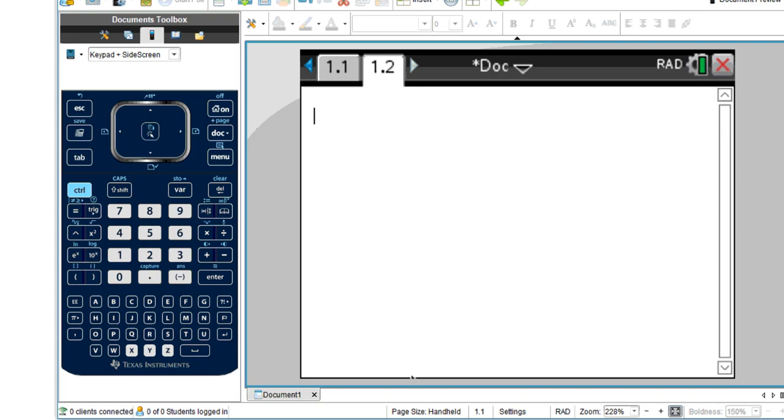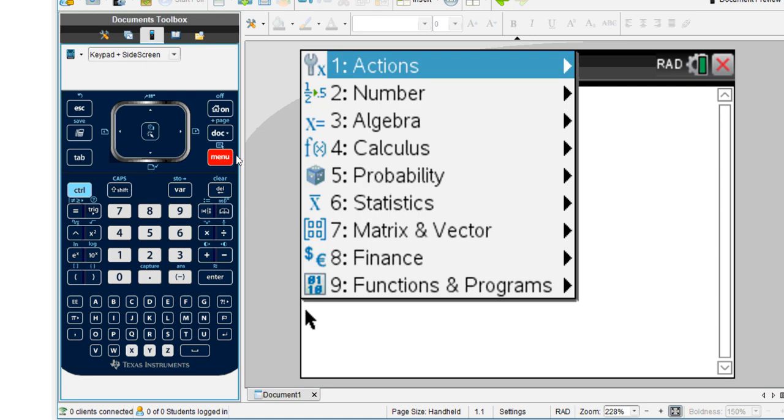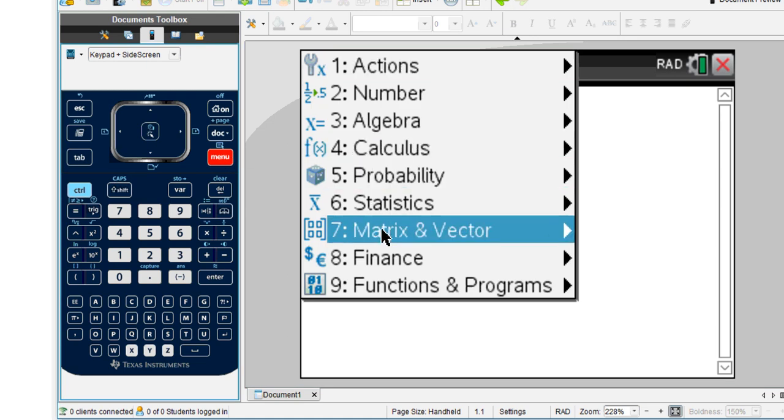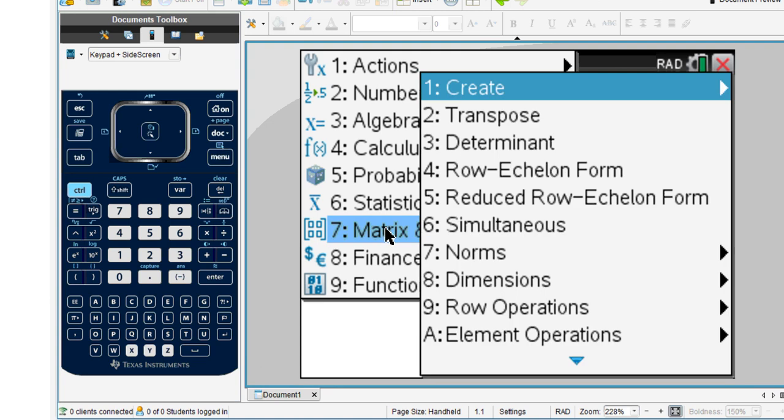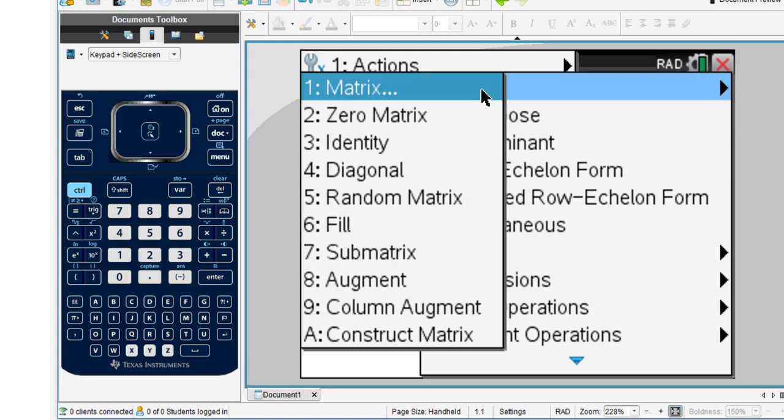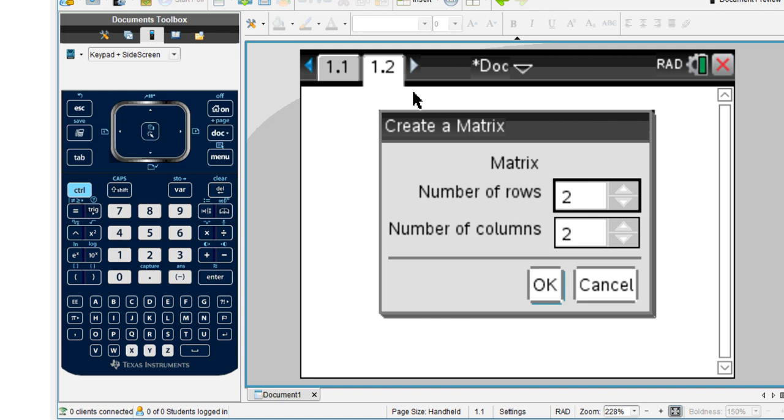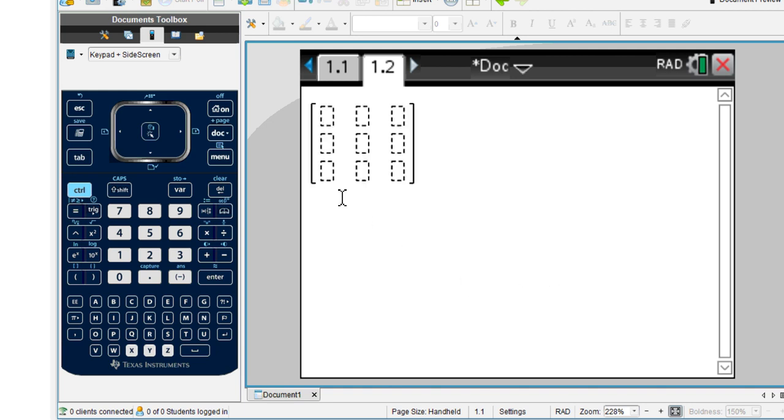Fortunately, we have a TI Inspire CX calculator. I'm going to show you how to multiply these matrices together. From the calculator page, go to menu, down to matrix and vector, then create, and then matrix. We want a 3x3 matrix, so we make the number of rows 3 and the number of columns 3.